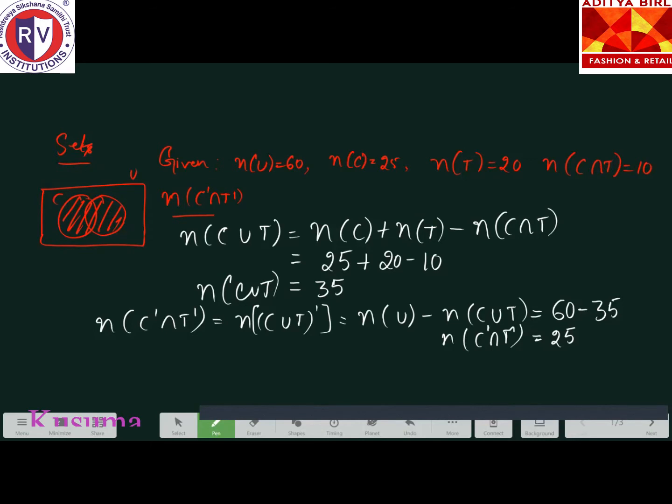So this is your answer. 25 is the number of students who play neither cricket nor tennis. So this is option C, the correct answer for this question.